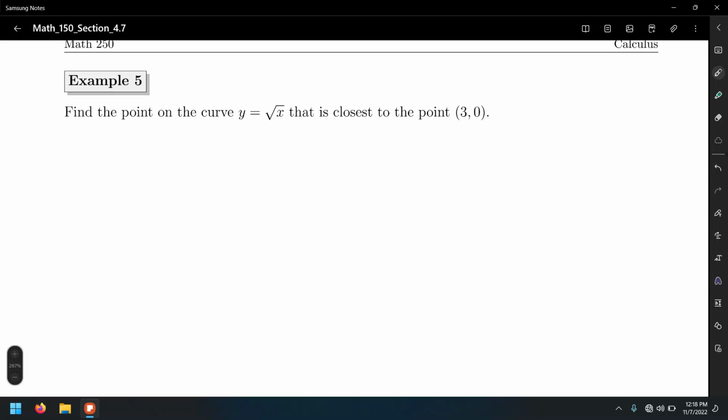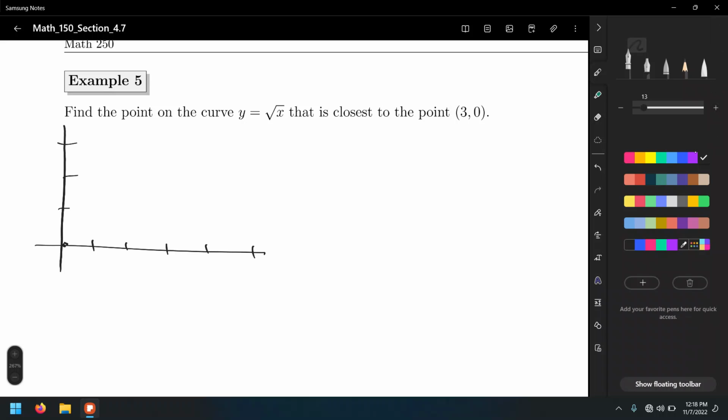So, number one, let's draw a graph. The graph of the square root of x: 0, 0, 1, 1, 4, 2. So that's the graph of the square root of x. And they're asking us about the point 3, 0, which is this point.